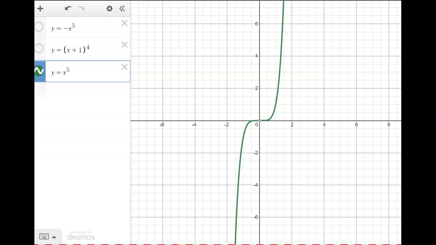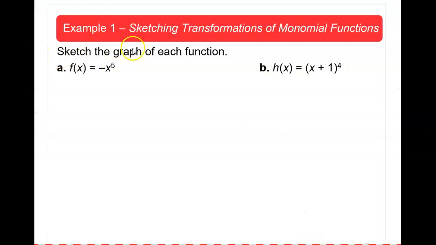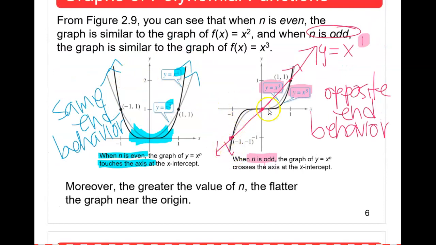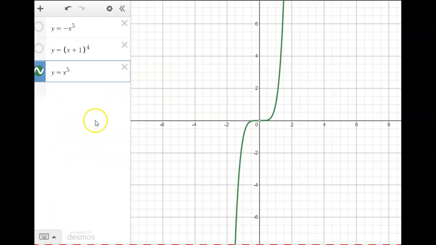Oops, not there. Right here, the ones with odd degree. And the one that I graphed in green on Desmos is the x to the 5th. So it matches this one. They all have a positive leading coefficient because even though you cannot see it, you know it's a positive one in front of it, right? So that is the same end behavior of this one, positive x to the 5th, right?